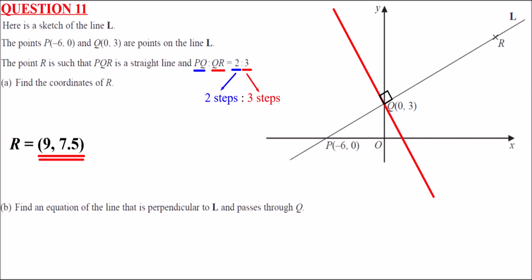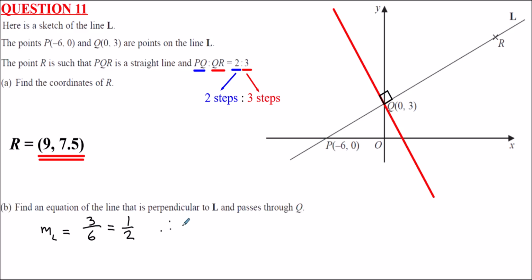So if this line here is perpendicular, then its gradient will be the negative reciprocal of the gradient of line L. So let's think about the gradient of line L. What's the gradient of line L? Well, it's the change in y divided by the change in x. So let's just think about P and Q. From P to Q, it's gone up 3 units, and it's gone along from -6 up to 0, it's gone along 6 units. So the gradient of our line L is a half.